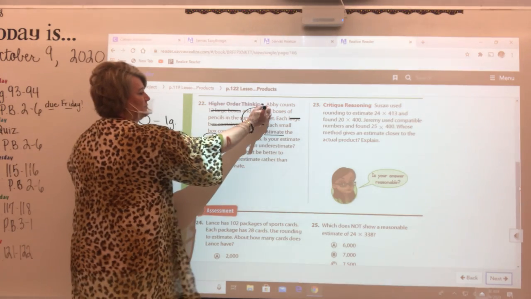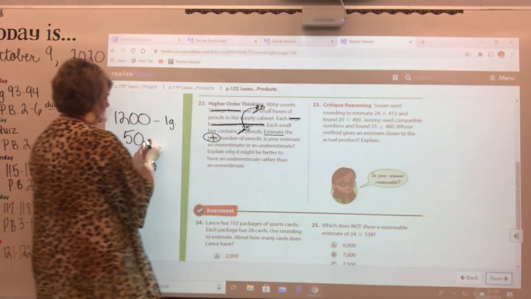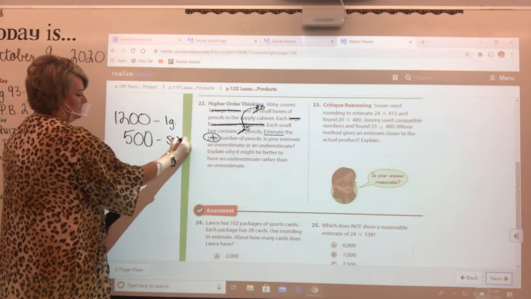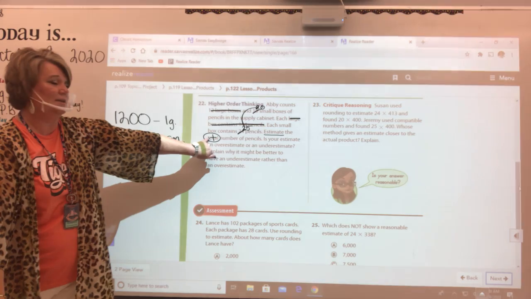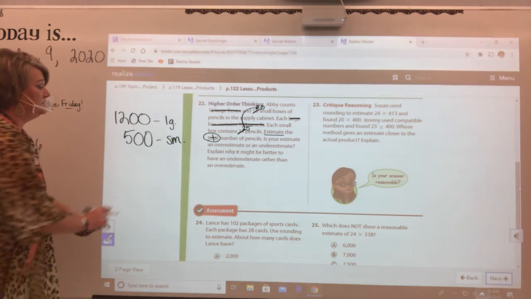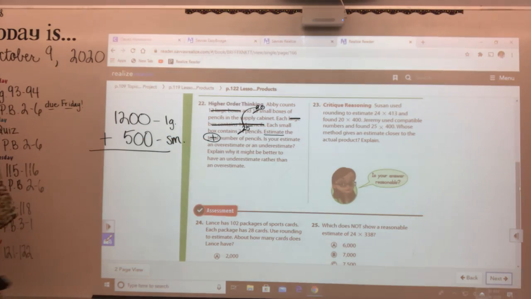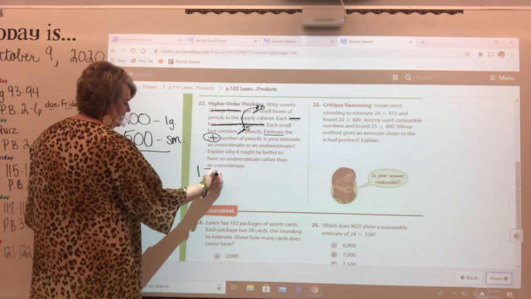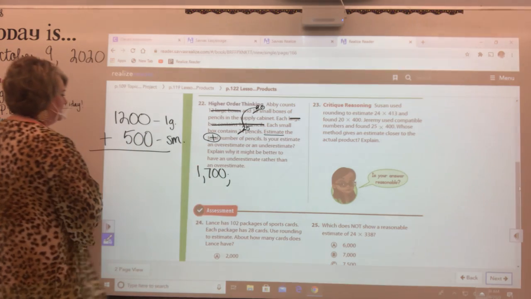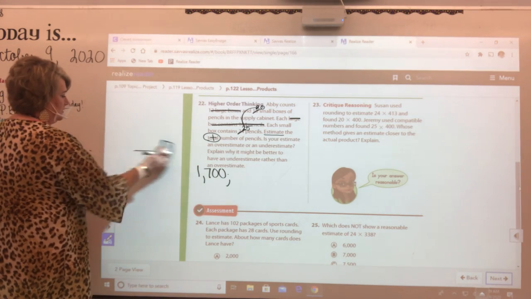With how many zeros were up here on this 20? 1. Come on, wake up. This is the small box. And what did it say to do? Hey, what did it say to do? Estimate the what? Find the total. The total. So add that up. Well, you should have got 1,700. There's your first answer. And I'm putting a semicolon because I have 2 answers.